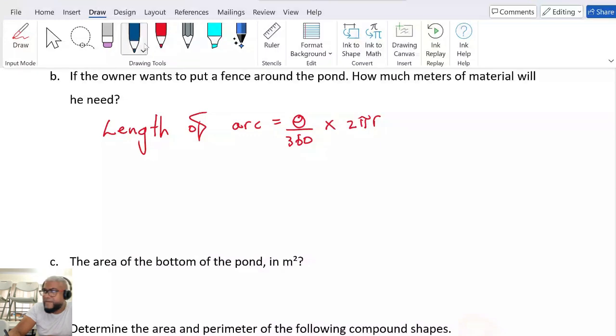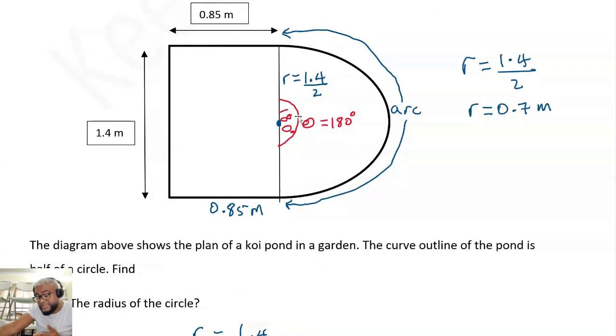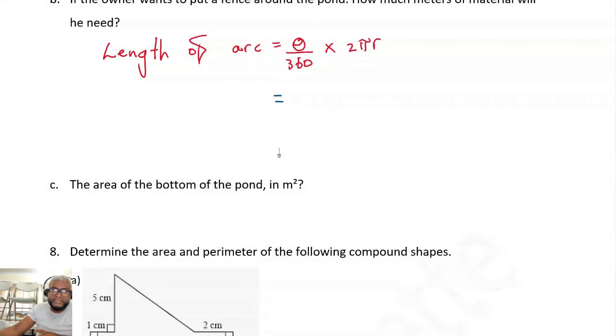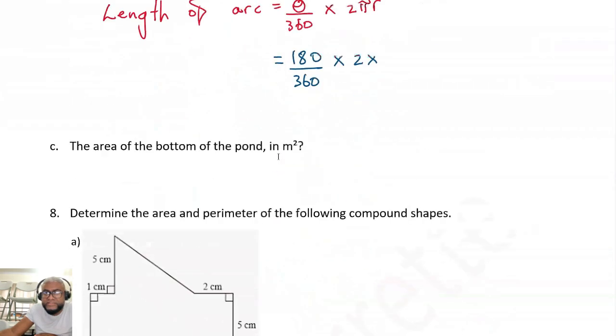What is theta in this case, Janaya? What's theta in this case, or the angle within the sector? The sector is the semicircle. It's 180. So it will be 180 divided by 360 multiplied by 2 multiplied by pi. If they didn't tell you anything to use, they use pi as 22 over 7, right? So multiply by 2, multiply by 22 over 7, multiply by what? Tristan?